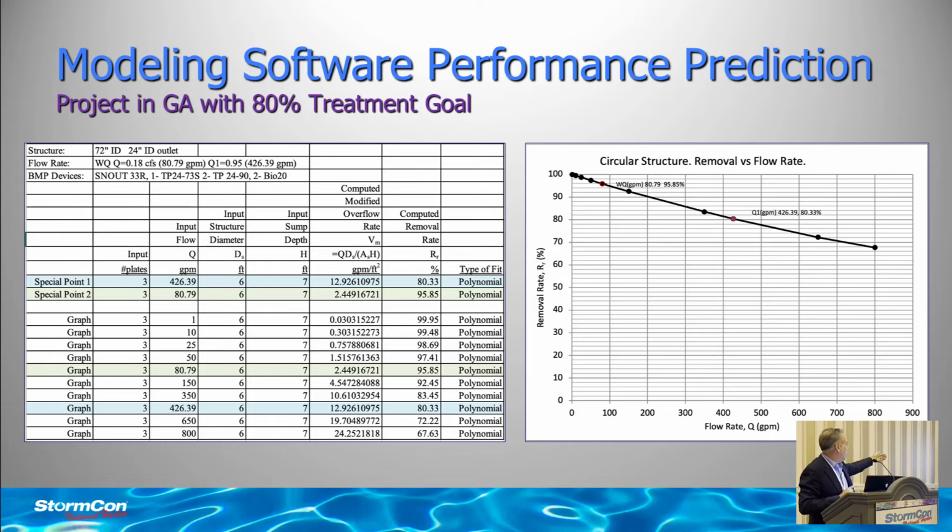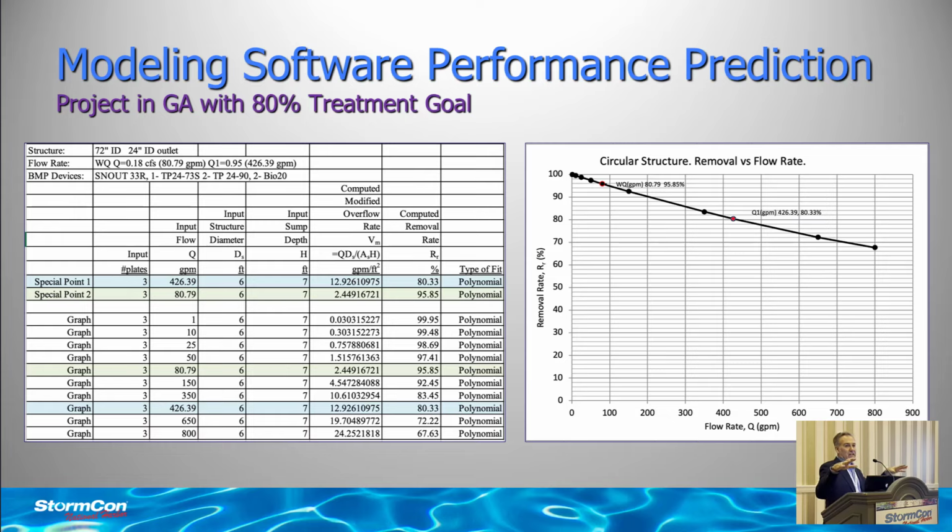Well, we had another project in Georgia where the goal was an 80% removal rate. The water quality flow rate there was 0.18 CFS, and we said, look, that's a really, really low flow rate. Let's shoot for the 1 year storm and look at that. That turned out to be just shy of 1 CFS, or 0.95 CFS at 426.39 gallons per minute.